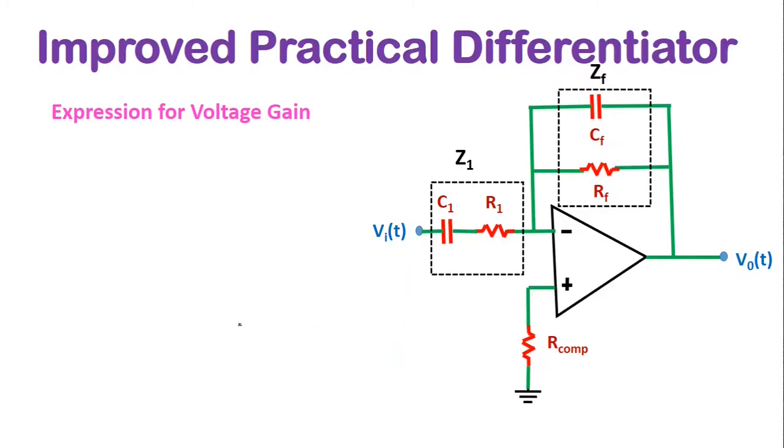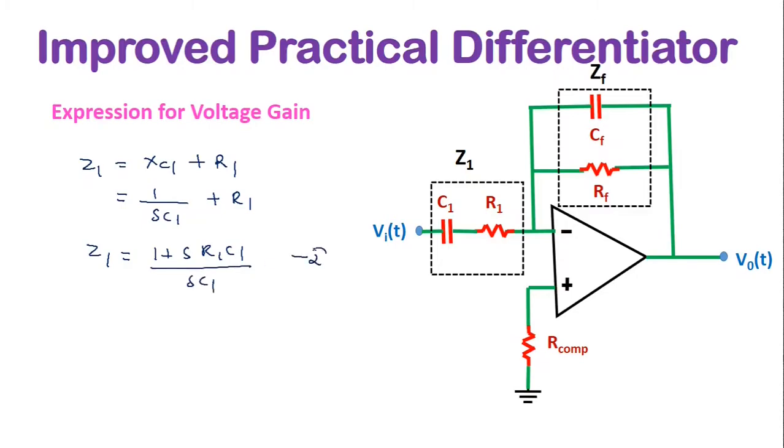Now we will find the input side impedance Z1. Z1 is equal to capacitive reactance XC1 plus resistance R1. XC1 is equal to 1 upon SC1, then plus R1 will be equal to Z1. When we solve this, the impedance Z1 will be equal to 1 plus S into R1 C1 whole divided by SC1. Let this be equation number 2.